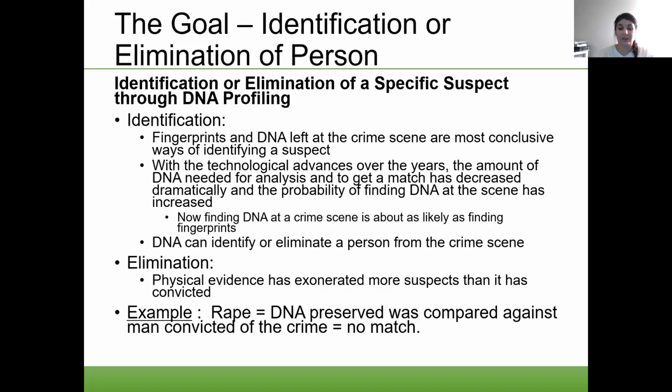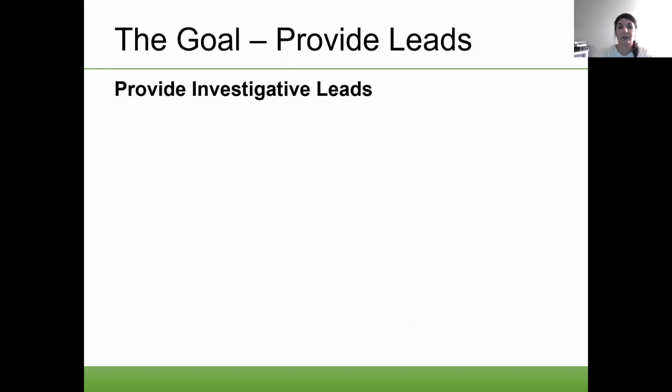So for example, in a case of rape, the DNA was preserved. The preserved DNA was compared against a man convicted of the crime, and there is no match. So they do that a lot in the innocence program, trying to get convictions erased for people based off of DNA evidence that they are not matched.